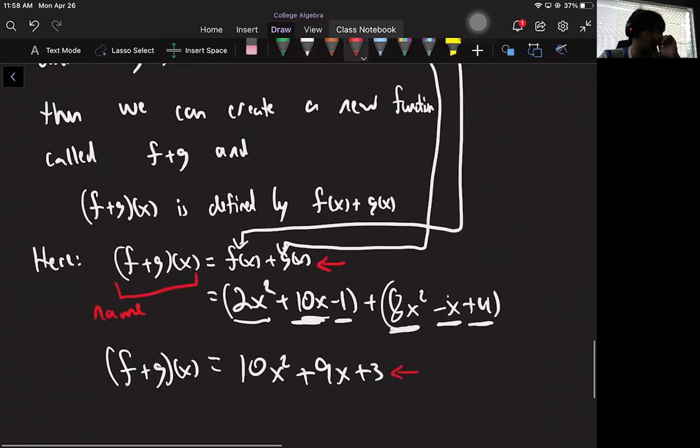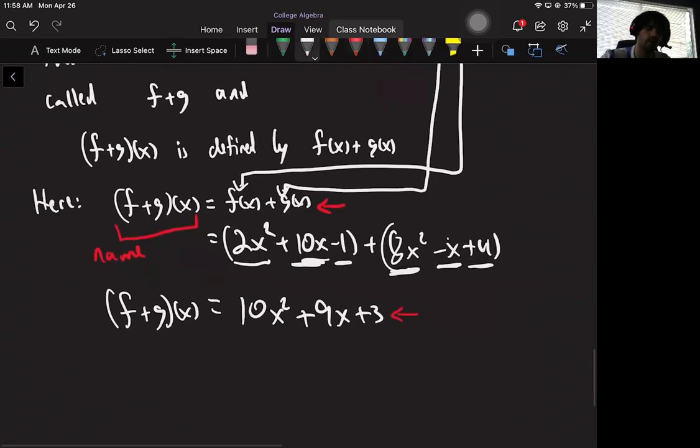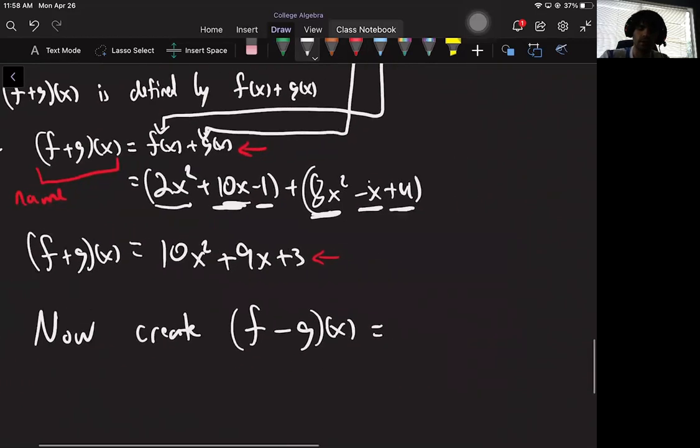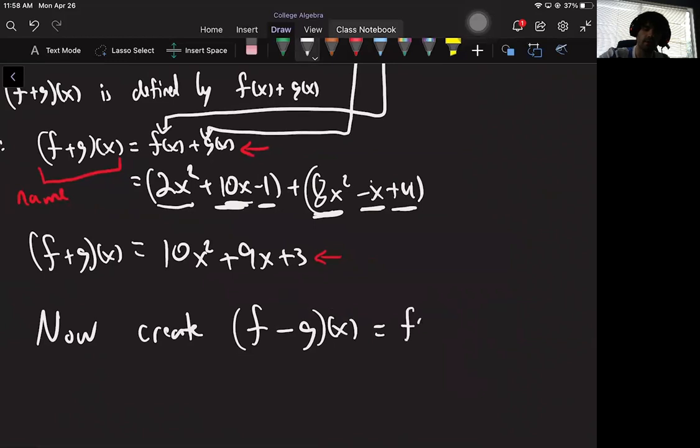Okay, so we'll do another example. Very similar. You could probably guess. Now, what do you think this would be? F minus g of x. Well, it must work exactly the same. It's just f of x minus g of x. And that's exactly what it is. So all we're going to do is substitute in f and g again. Luckily, I just rewrote them.